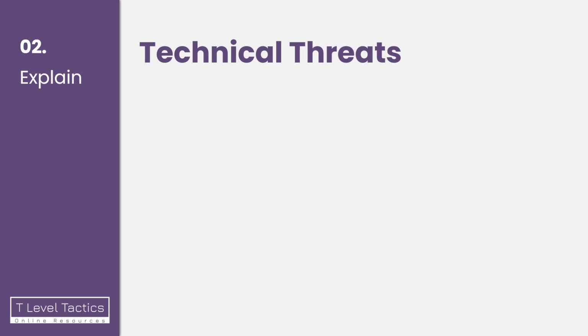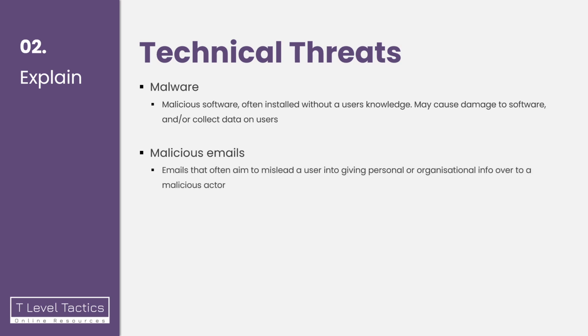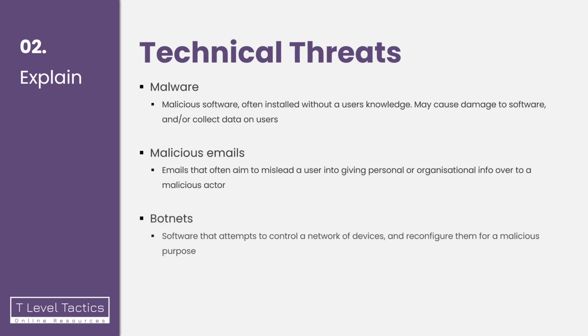In terms of technical threats, we can have malware, which is a shortened phrase for malicious software, often installed without a user's knowledge. And it can cause damage to software or collect data on users. And there's lots of different types of malware out there that all do slightly different things. It could be malicious emails that aim to mislead users into giving personal or organizational information over to a malicious actor. You could encounter botnets, which is software that attempts to control a network of devices and reconfigure them for a malicious purpose.